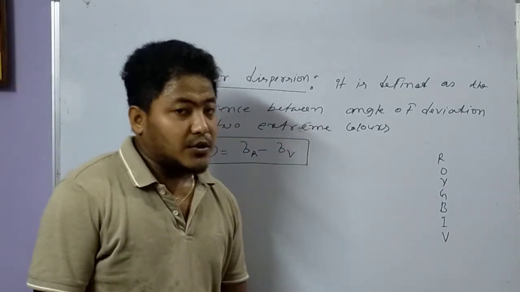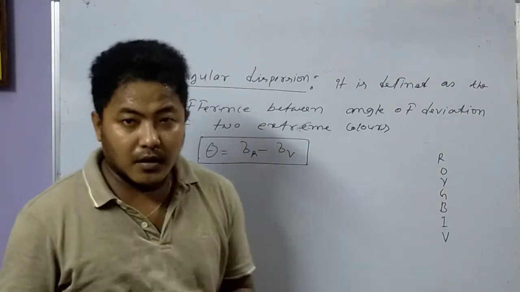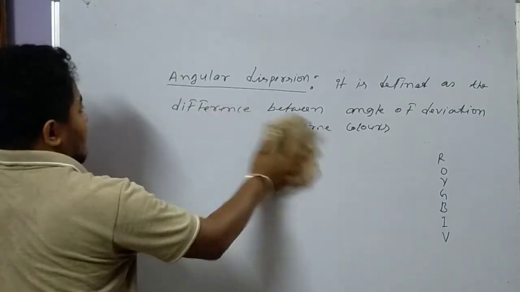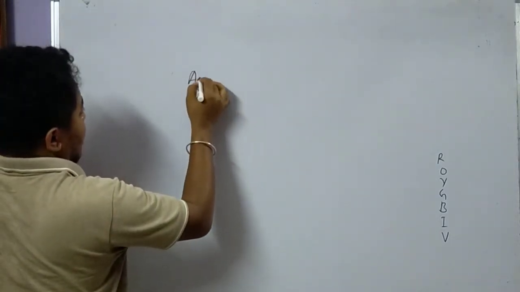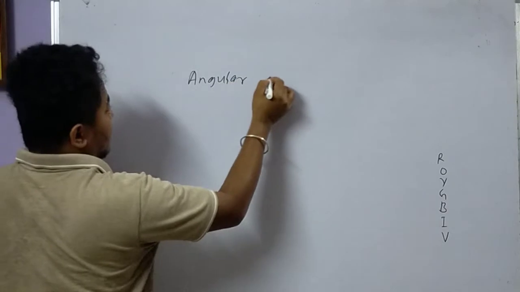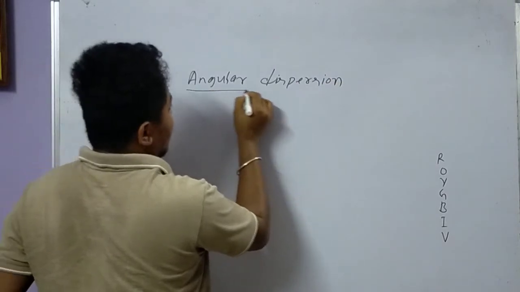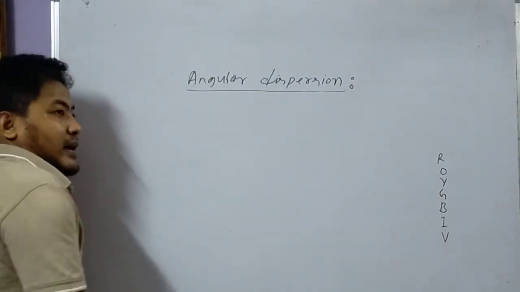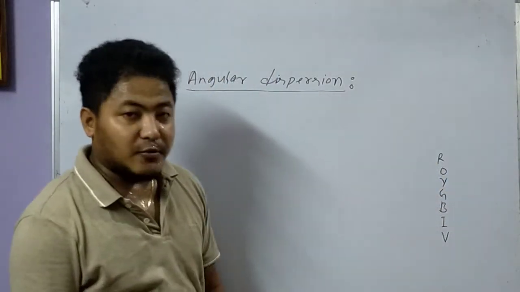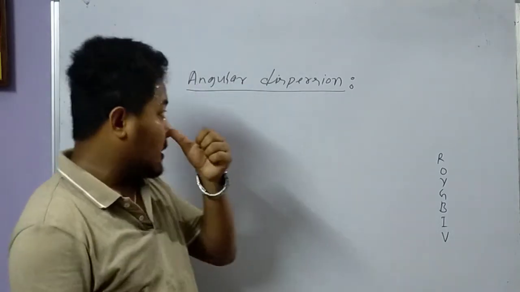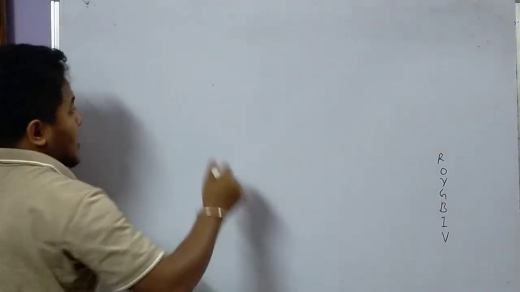This is angular dispersion. After that we'll go to one more topic. What does dispersive power exactly mean? So again we'll come back to the topic where we discussed theta, that was our angle of deviation, angular dispersion. Sorry, it is not angular dispersion, angular dispersion we have already done. This is dispersive power.